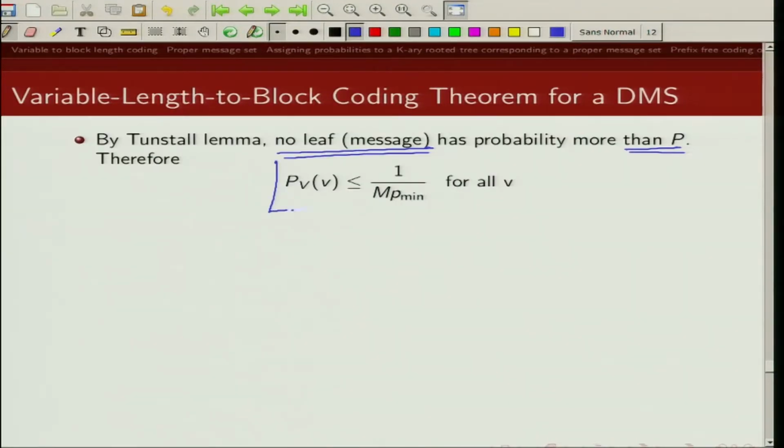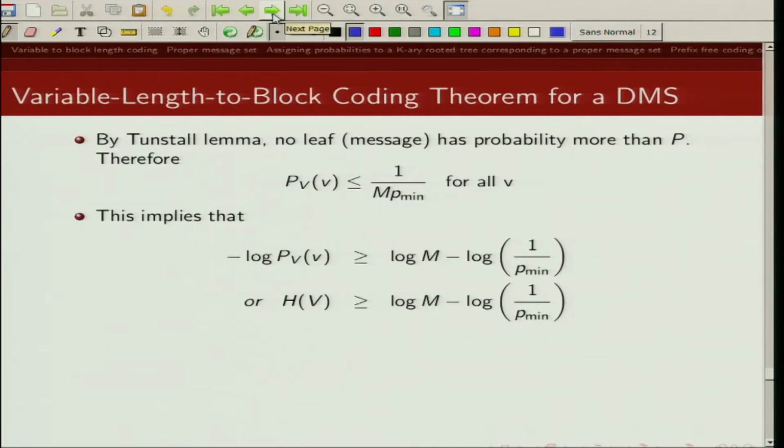So we can write that no leaf has probability more than p. So P(v), the probability of a node, is basically less than or equal to 1 by m P min. Now if we take the log of this quantity, multiply by minus, and sum over all P(v). Now the sum over P(v) is basically 1, so it would not change anything on the right hand side.